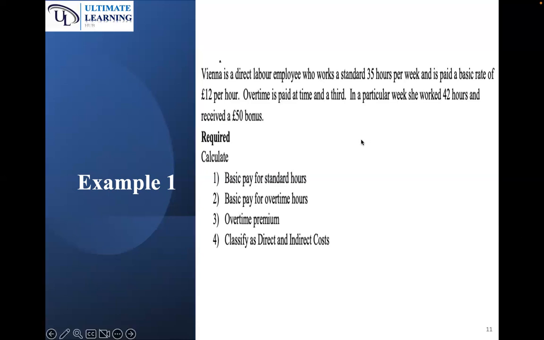So let's look at these two examples, and then we will solve them in Excel. The question reads: Vienna is a direct labor employee who works a standard 35 hours per week and is paid at a basic rate of £12 per hour. Overtime is paid at a time and a third. In a particular week, she worked 42 hours and received a bonus of 50. Calculate number 1, basic pay for standard hours. Number 2, basic pay for overtime hours. Number 3, overtime premium. And number 4, classify as direct and indirect labor costs.